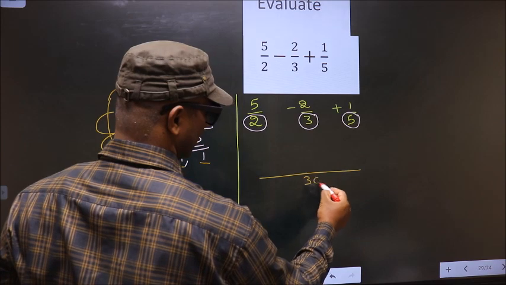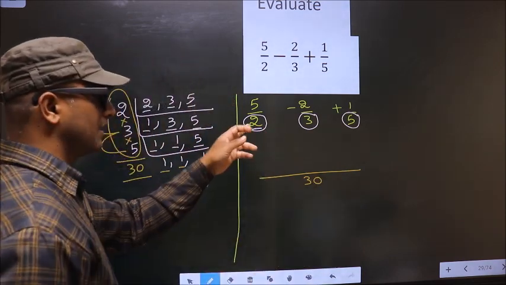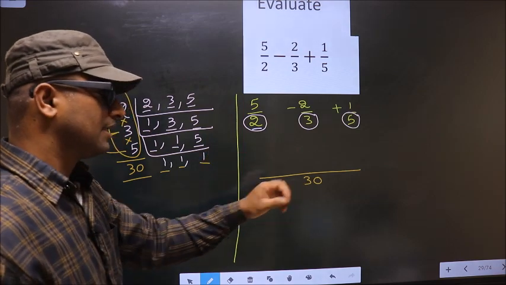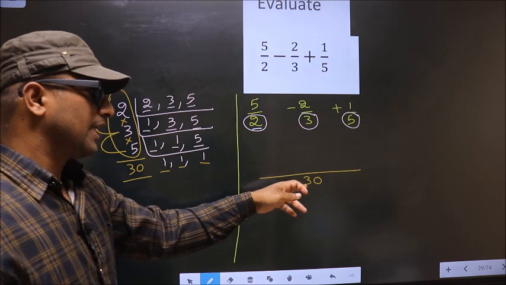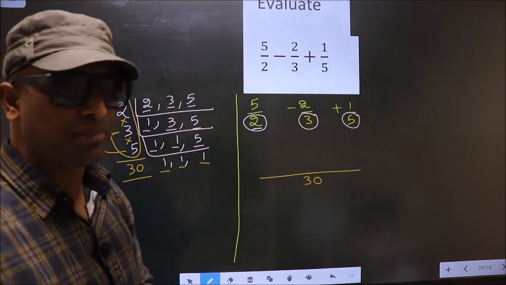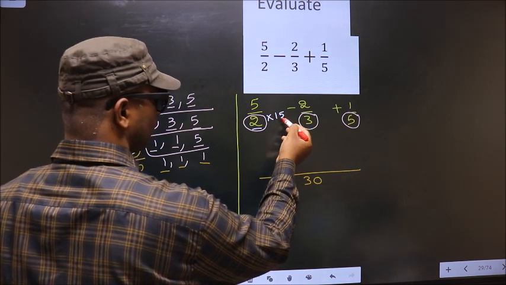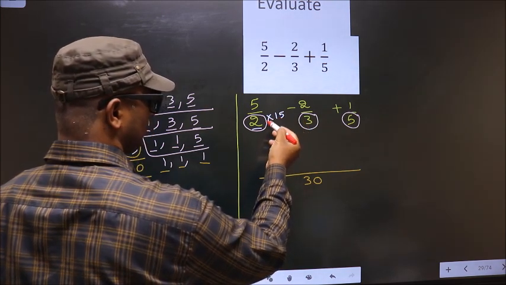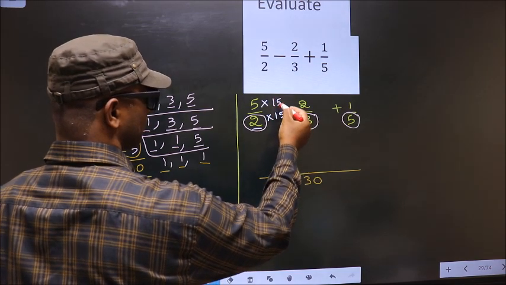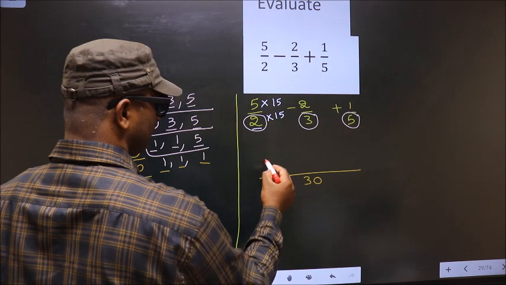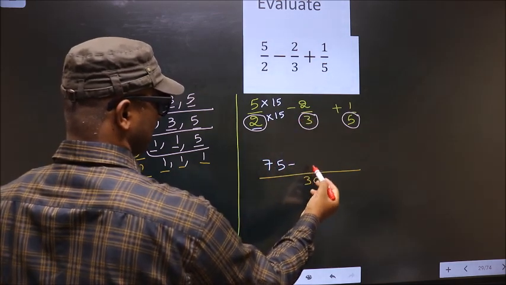Okay, next. Here we have 2 in the denominator. Here we have 30. Now 2 should change to 30. For that to happen, we should multiply by 15. Whatever number you are multiplying in the denominator, in the numerator also we should multiply by the same number. So we get 5 into 15, 75. Negative symbol as it is.